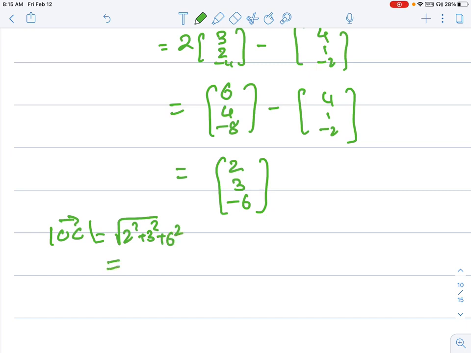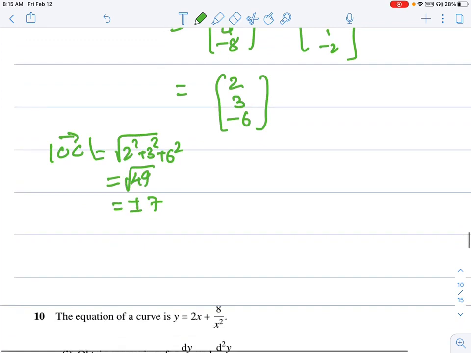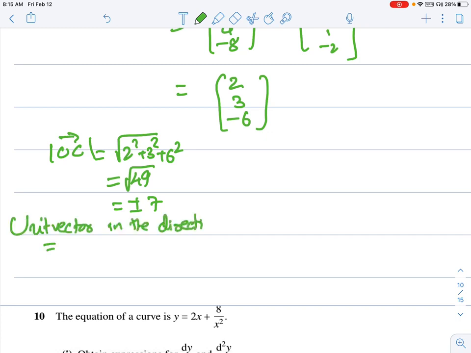36 plus 4 is 49, so the square root of 49 is plus or minus 7. But I want the unit vector in the direction, so therefore it means plus 1 upon 7 times 2i plus 3j minus 6k. Or else you can write 1 upon 7 times (2, 3, minus 6). In this way also you can write it.